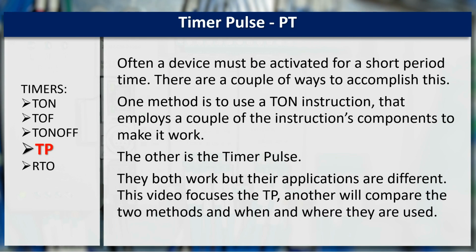Often in automation, a device must be activated for a short period of time. There are a couple of ways to accomplish this. One method is to use a TON instruction that employs a couple of the instruction's components to make it work. The other is the timer pulse. They both work, but their applications are different. This video focuses on the TP. Another will compare the two methods and when and where they are used.